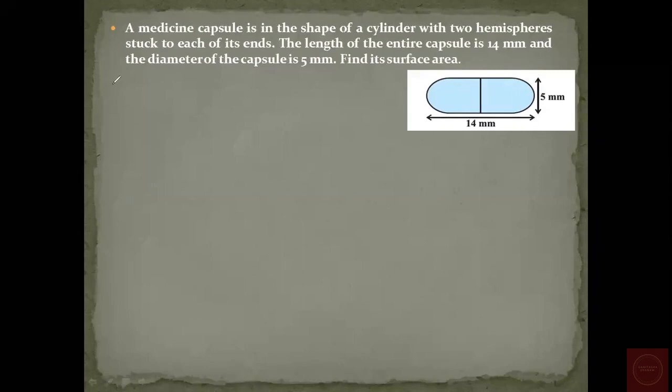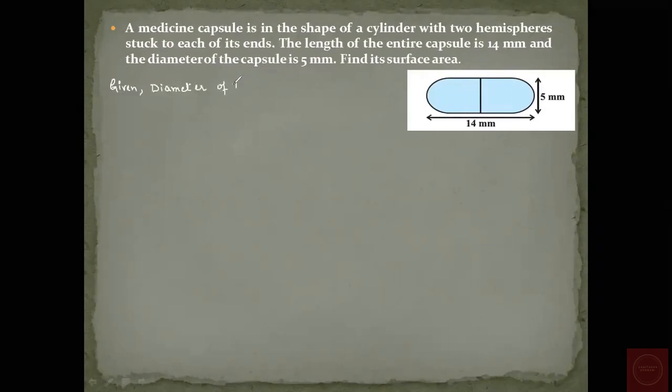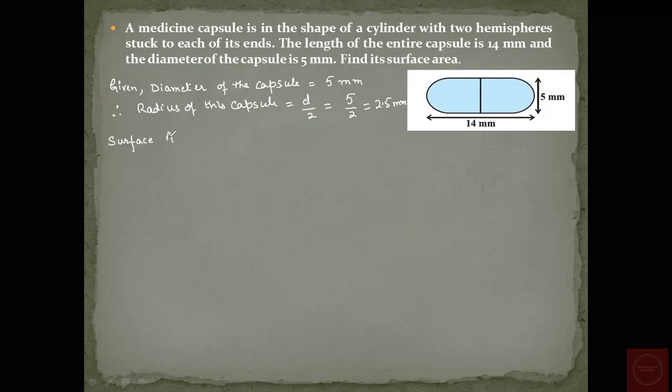Given diameter of the capsule is 5 millimeter. Therefore, the radius of this capsule is d by 2, that is diameter by 2, so it will be 5 by 2, so we have 2.5 millimeter. Now we have to find the surface area of the capsule.